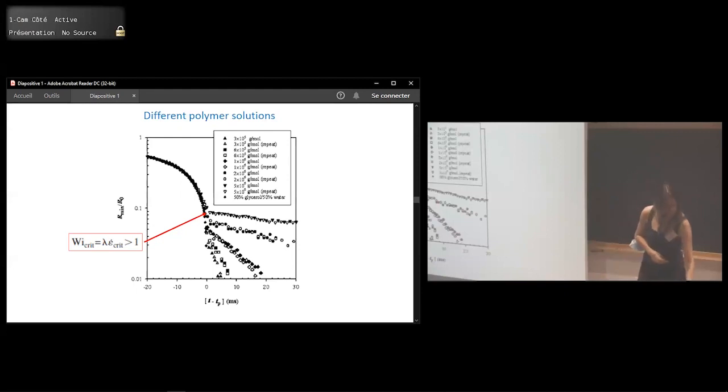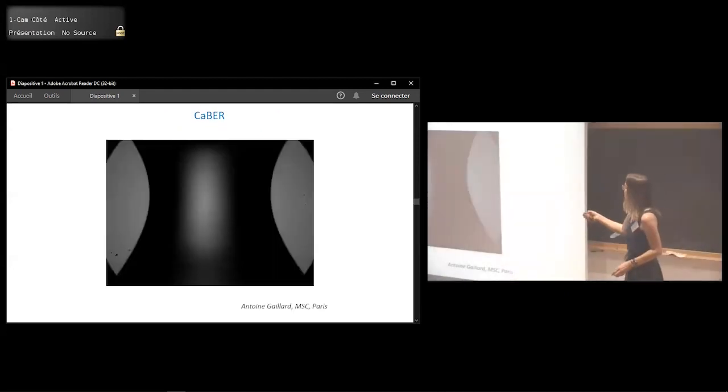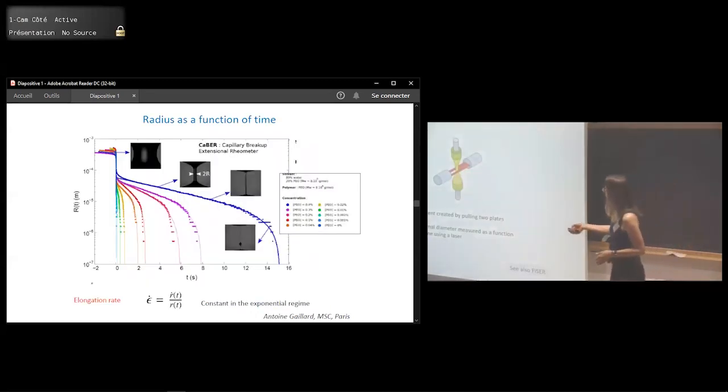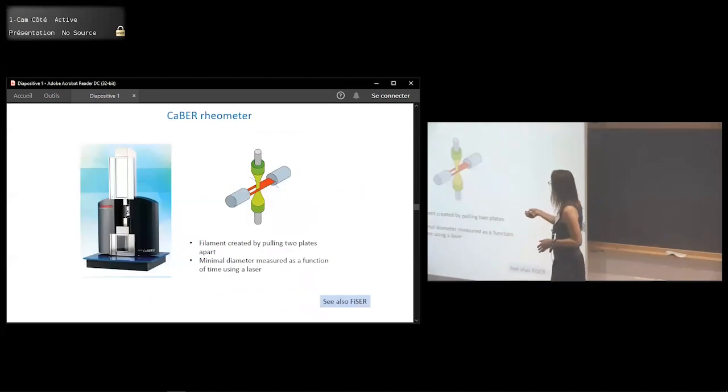So people designed something they call a CaBER, a capillary breakup rheometer. It's exactly the same experiment as when you put your saliva between two fingers, you open them a little bit, you form a thread, and then you see what happens. And that normally should happen here. So you form the thread, and then you just observe the thread. This is very comparable to the filament stretching rheometer that has been shown, and it can actually be bought commercially. There, once again, you would look at the thinning dynamics with a laser. Okay. Yeah.